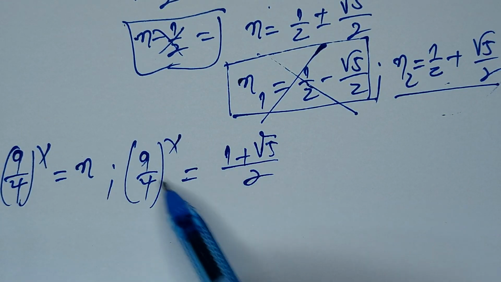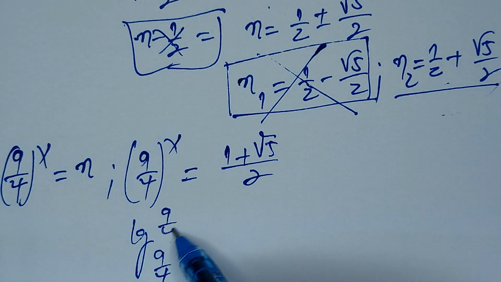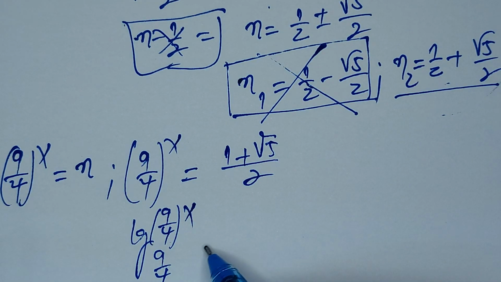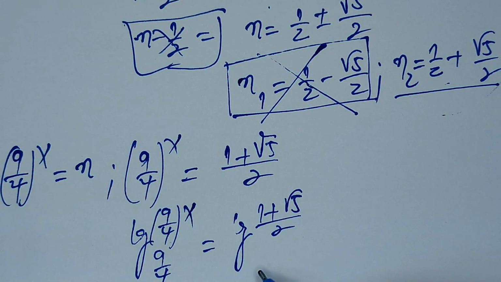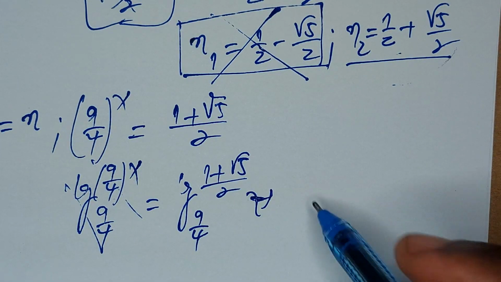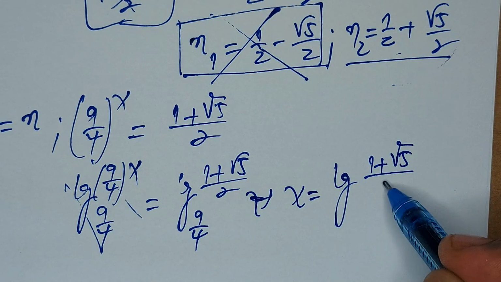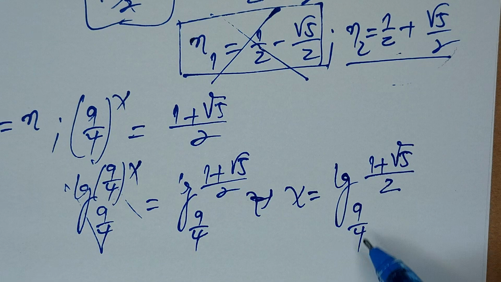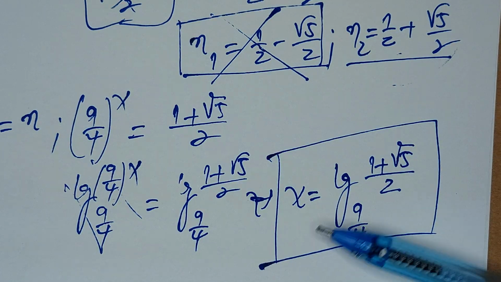Now I'm going to take log on both sides of the equation, so it's going to be log of 9 over 4 to the power of x, and this is going to be log of 1 plus the square root of 5 divided by 2, all in the base of 9 over 4. So now we're going to have x equal to log of 1 plus the square root of 5 divided by 2, in base 9 over 4. Okay guys, this is our solution for our problem.